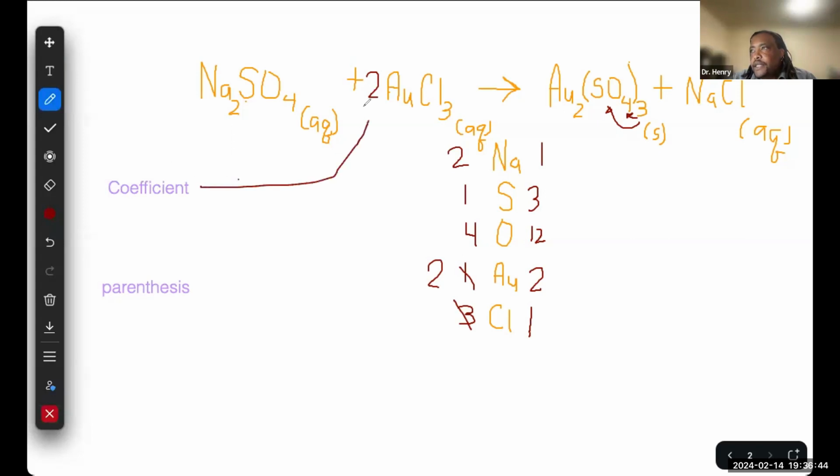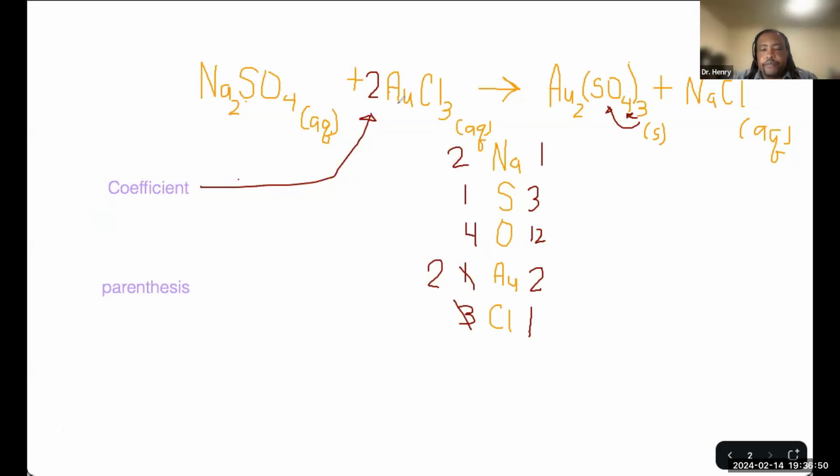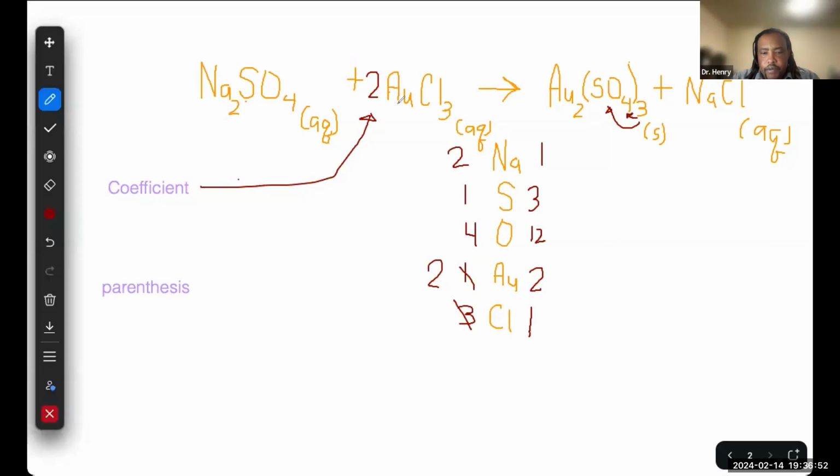That's what this is. So again, this is going to be distributive. So then how many chlorines do I have? 6. I have a total of 6. So distributive basically means I just multiply it by both elements that are there. So anytime you have a coefficient, it's going to be multiplied by the elements that are in that compound. Okay.